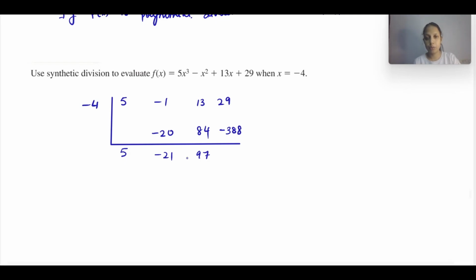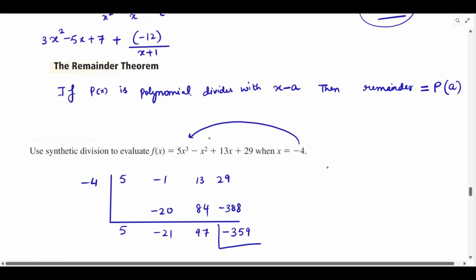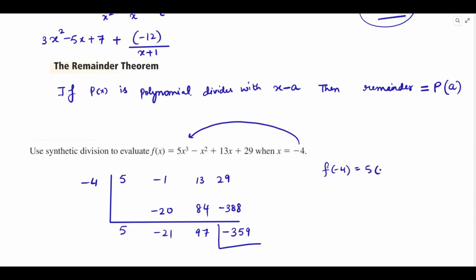And if I try to substitute negative 4 directly in this function, f of negative 4 is 5 times negative 4 power 3, minus negative 4 power 2, plus 13 times negative 4 plus 29. Once you calculate, you will get negative 359. So the remainder will be the same, either you directly substitute or you use synthetic division. Always the last number is the remainder.